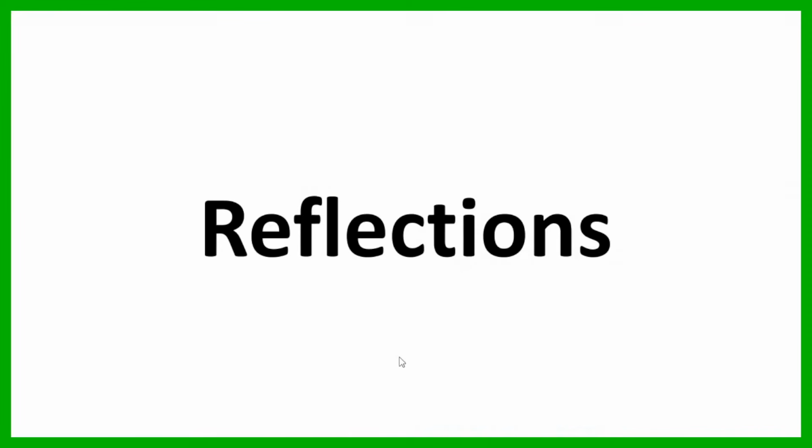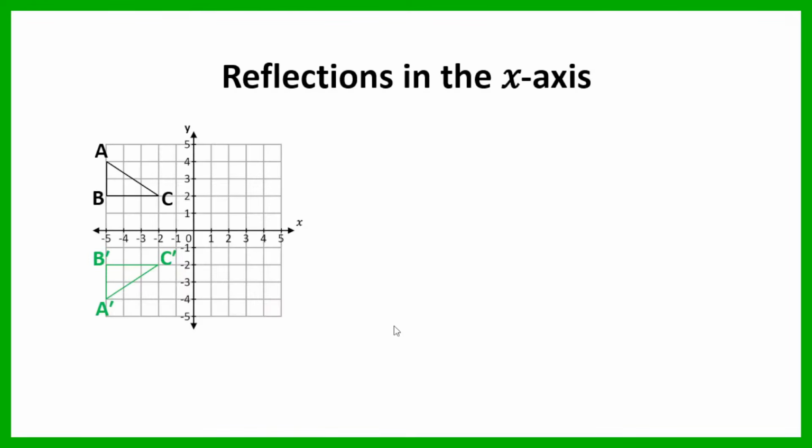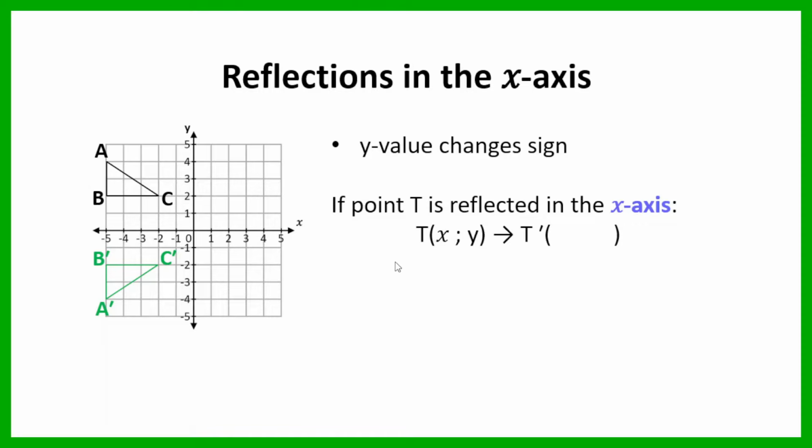Reflections are where you get a mirror image of the shape or the point on the Cartesian plane with a mirror line, which would be your x or your y axis. Okay, so the first one we did was reflections in the x-axis. That means that your mirror line is the x-axis over here. When you have a reflection in the x-axis, then the y value will change sign. So if you've got point T reflected in the x-axis, where T has the coordinates (x, y), whatever those might be, then when you reflect it in the x-axis, the x value is going to stay as it is, but the y value is going to be multiplied by -1 to change its sign, giving you (x, -y). Okay, so that's reflections in the x-axis.